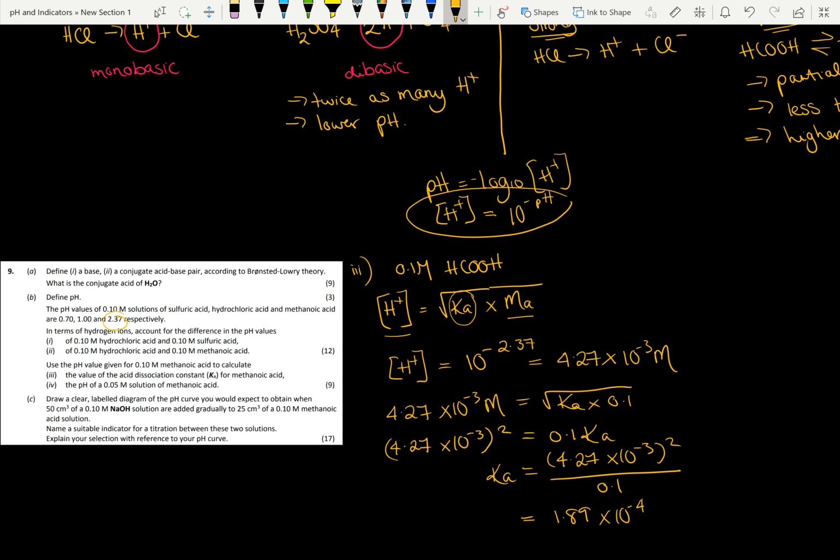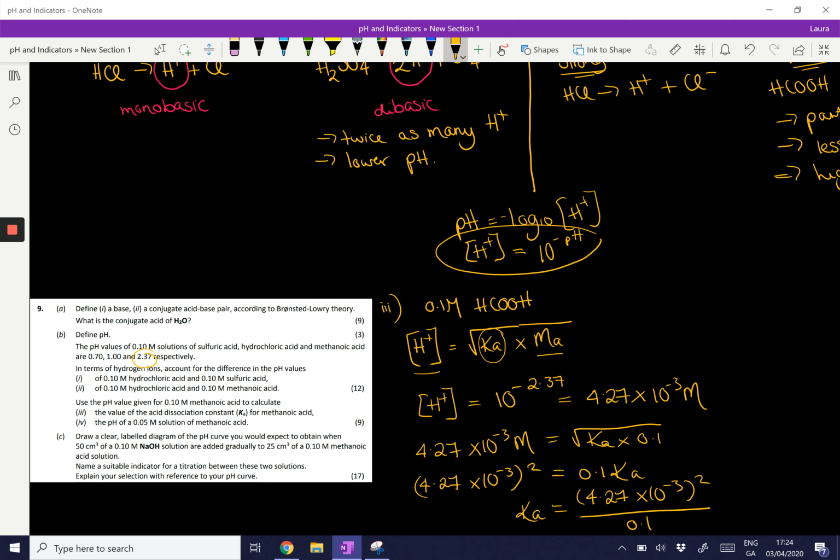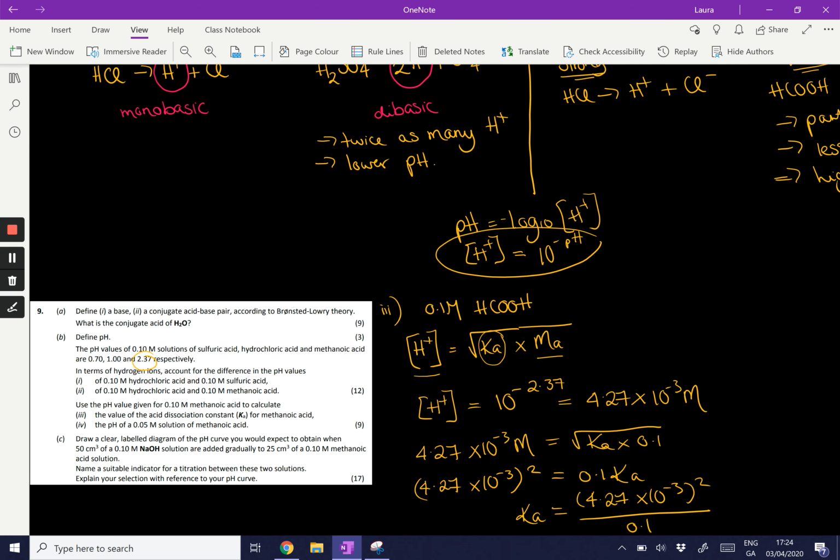So that is my Ka for part 3. Now for part 4, they're asking us to calculate the pH of a 0.05 molar methanoic acid solution.